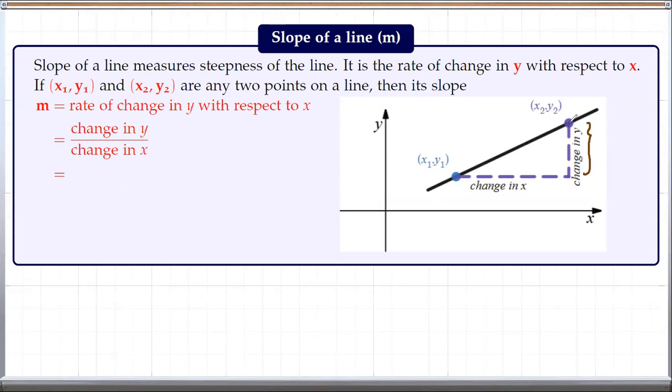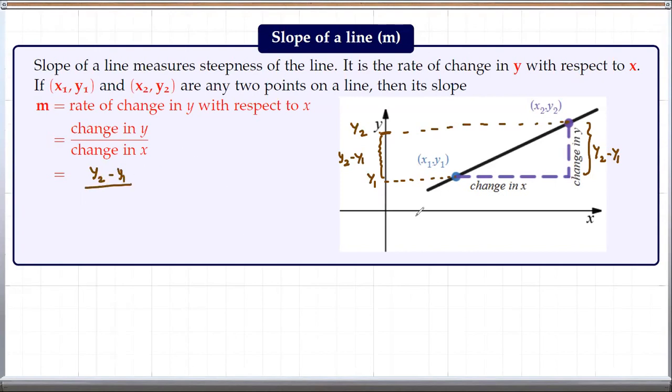So to get that length, we can look at the y values. The y coordinate of that is y2. So that value must be y2. And y coordinate of that point is y1. So that value must be y1. And that distance is y2 minus y1. That means this change in y is y2 minus y1.